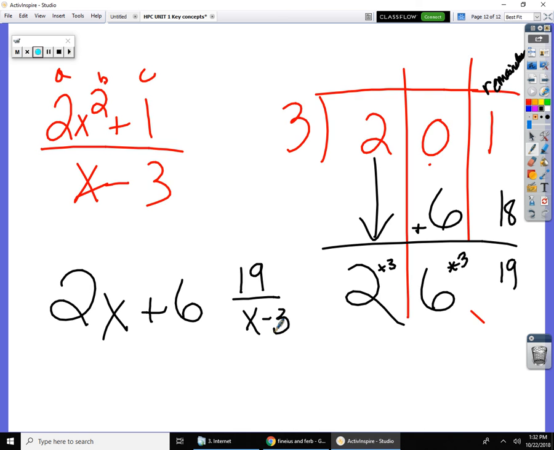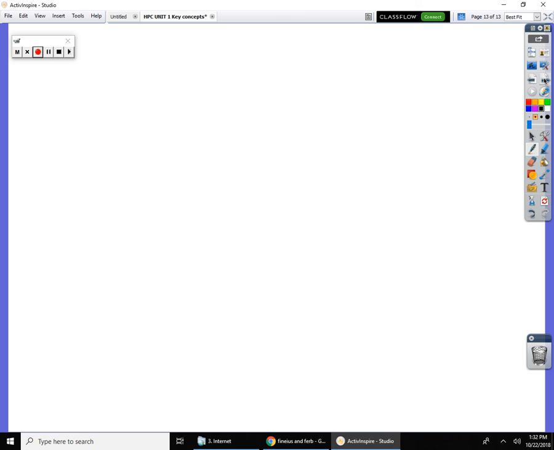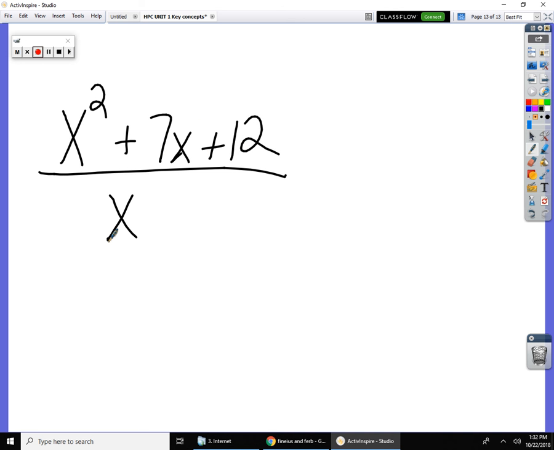So let's try an easier one so that you can see, in fact, the synthetic division works. Let's do x squared plus 7x plus 12, and we're going to divide it by x plus 4. Okay, so the first thing I do is start with the opposite of the denominator. The opposite of the constant of the denominator.